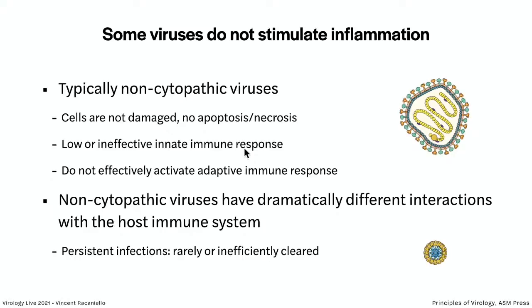Why? Because the cells are not releasing damaged pieces of them. They're not releasing viral nucleic acids and proteins. So the sentinels can't sense the infection. Certainly the infected cells can produce interferon, but there's not a global activation of the immune response, and the adaptive response is poor as a consequence. So these non-cytopathic viruses have very different interactions with the host immune system. They often cause long-term persistent infections. They are inefficiently cleared because we don't have a good adaptive response.